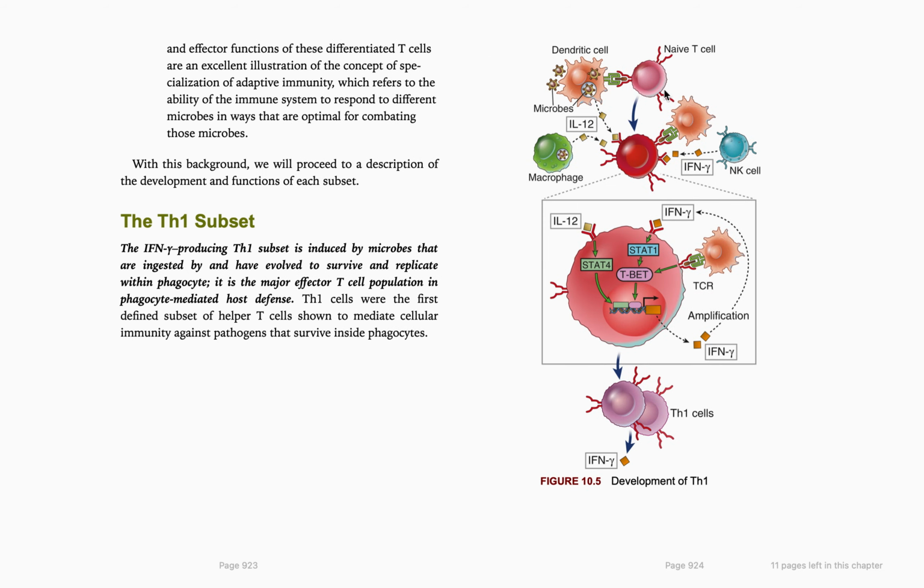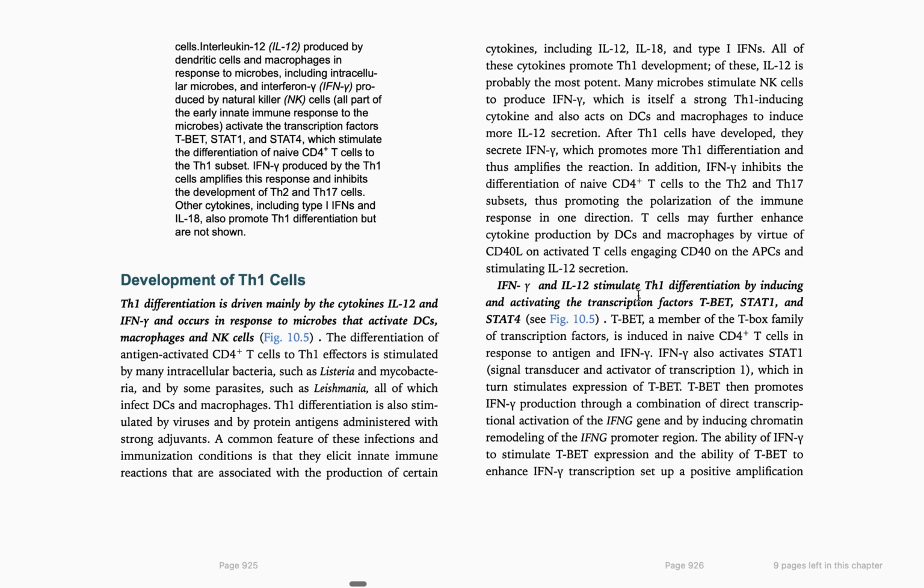So dendritic cells produce this, and also the natural killer cell is responsible for the production of interferon. All interferon together with interleukin 12 can change the naive T cell to become T helper 1. The T helper 1 cells, by activating those transcription factors. Development of T helper 1 cell.